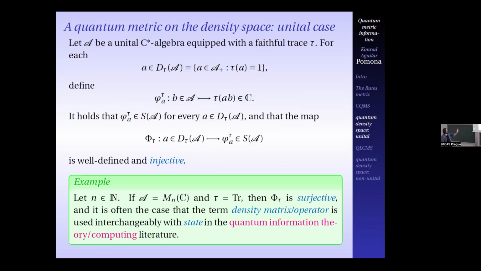Again, in general, I forget specific examples, but in general this is not surjective, just in the matrix case. Okay, does that answer? Yeah.